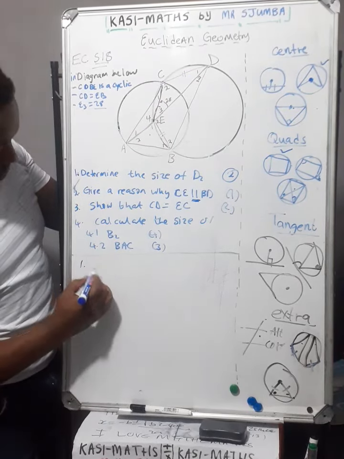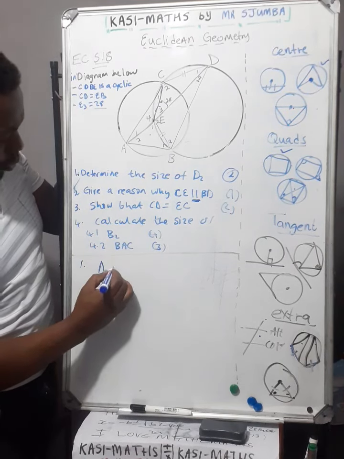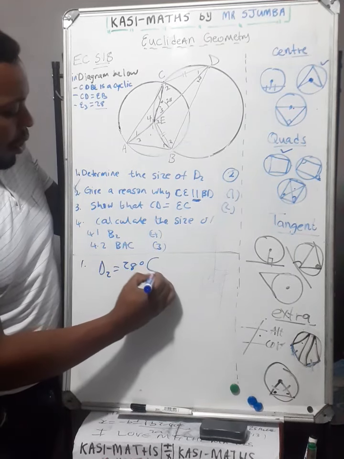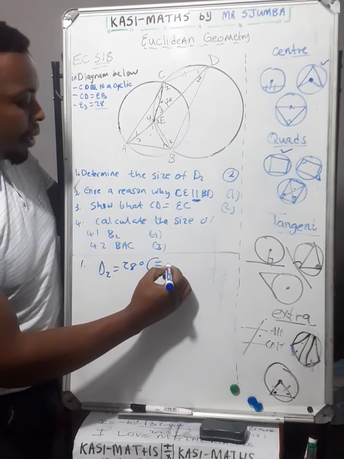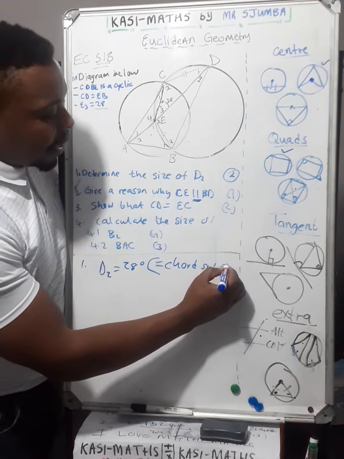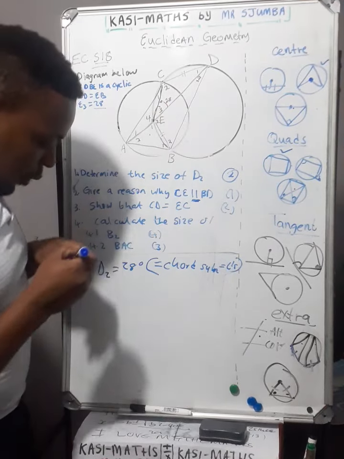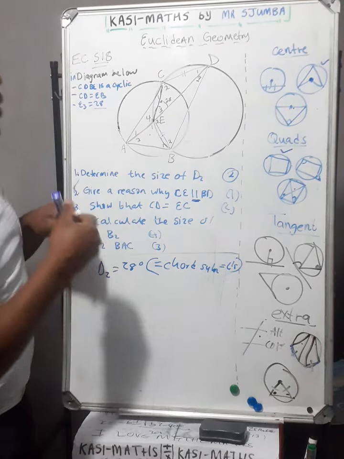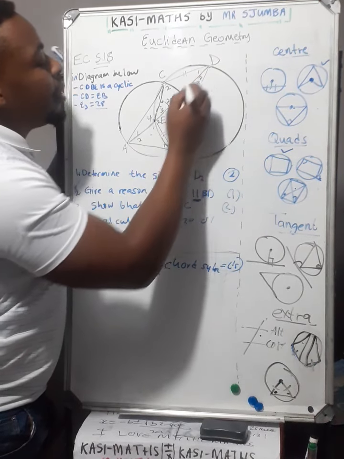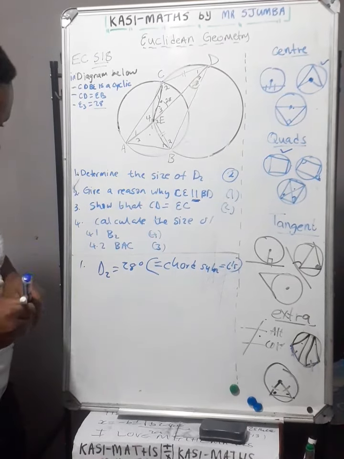So since EB is equal to CD, it means these angles which are opposite them are also equal. So now for number 1 we can just say D2 will equal 28 degrees. Why is it equal to 28? We say equal chords subtend equal angles. So now we know that we have 28, and here this one is 28.